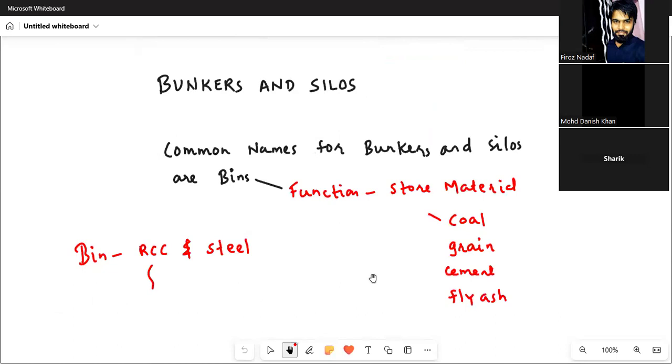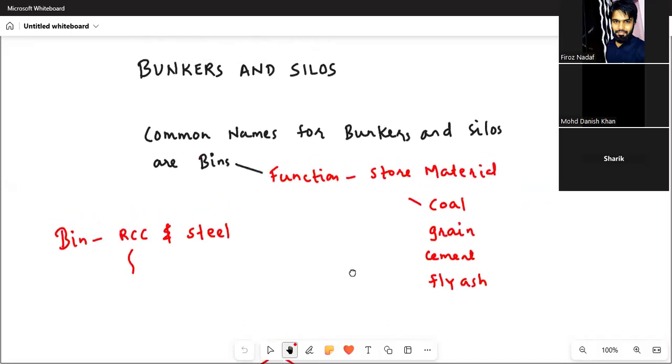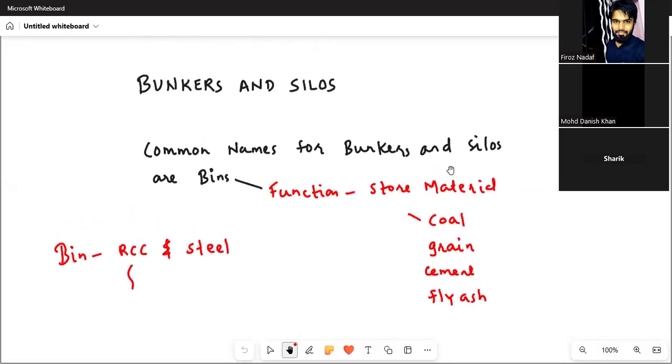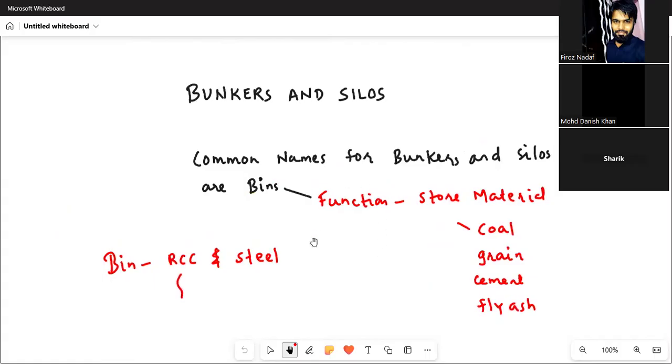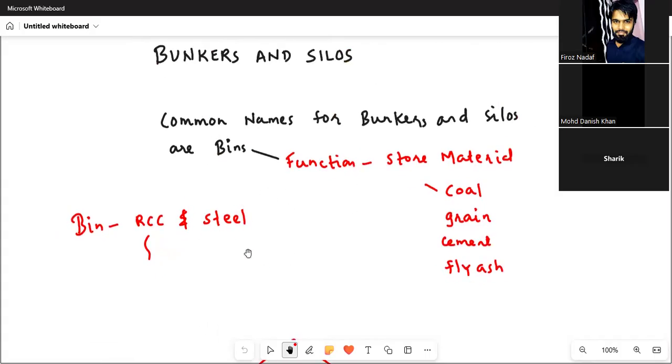We have started bunkers and silos. We will see what we have done in the previous class, and then we will move forward. The common names for bunkers and silos are bins. Bunkers and silos are used to store material like construction material, coal, grain, or cement, fly ash. So basically, it is a storage structure. It is used to store the material.